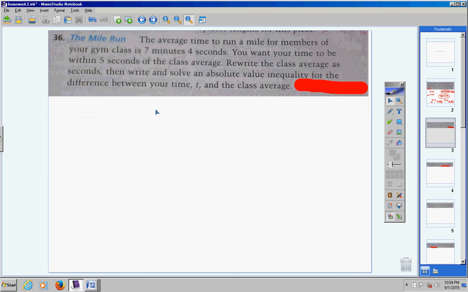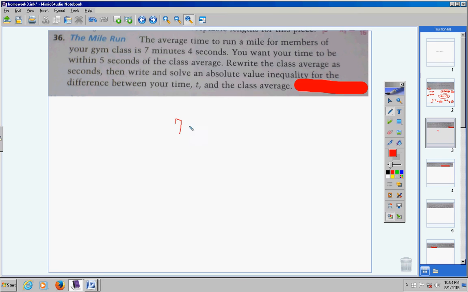Problem number 36. The average time to run a mile for the members of your gym class is 7 minutes and 4 seconds, okay? You want your time to be within 5 seconds of the class average. Rewrite the class average as seconds. Let's do that first, okay? Rewrite the class average as seconds.